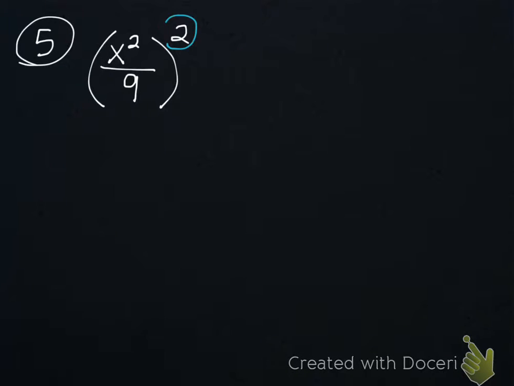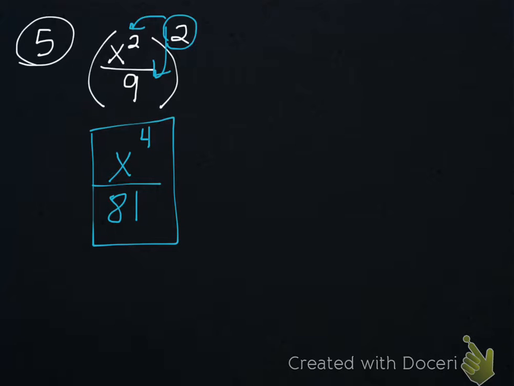Number 5. This is more of a multiply problem, right? Because I have parentheses to a power. When we distribute the power, the x squared becomes x to the 4th, and the 9 squared becomes 81. The parentheses are now gone. There's no division that we can do to simplify that problem.